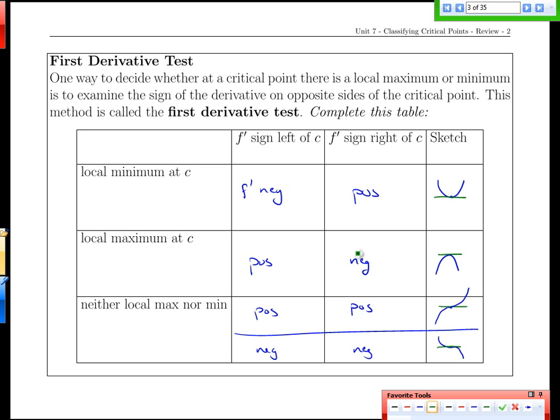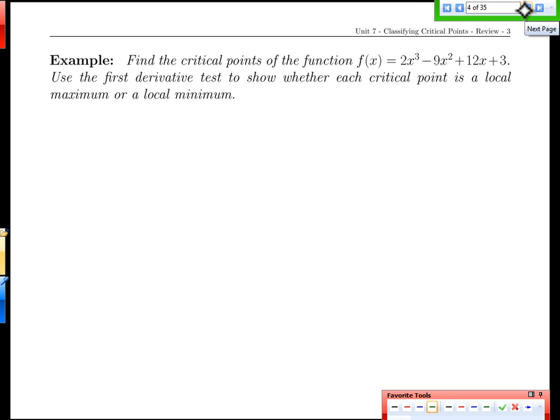So the first derivative test lets us test what kind of critical point we have by looking at the slope on either side of a critical point. Let's put it to the test. Let's look at this cubic function, 2x cubed minus 9x squared plus 12x plus 3. Use the first derivative test to determine the type of the critical points.